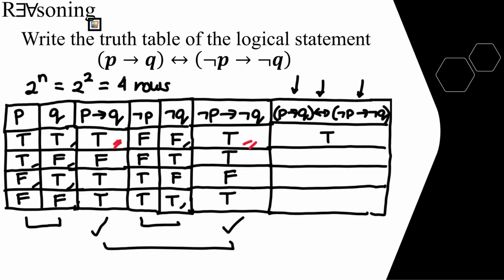That's a biconditional statement. Next, false, true. They are not of the same truth value. Automatically, this is actually false. Next row, true and false. Similarly, that's false. And finally, for the last row, true, true. So our final answer is also true. This is now the truth table for the logical statement: if P, then Q, if and only if not P, then not Q.